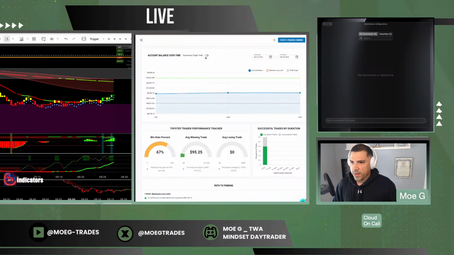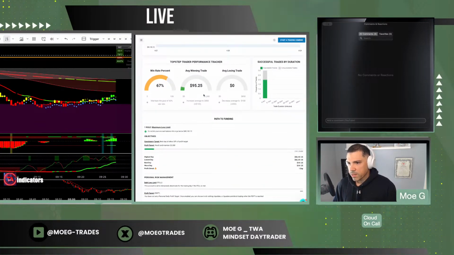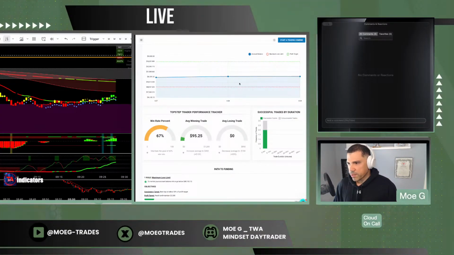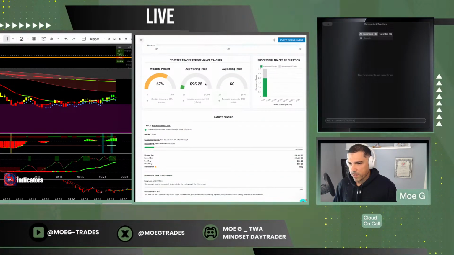You have a consistency target trend that's telling you if you're consistent or not. You can see, obviously like before, what your target is, what your max loss is, and you can see how it moves up as your account moves up. Yesterday, 67% win rate. Okay, $95 average winning trade. I definitely want to boost that up. You see, it gives you a little plan here. Let's try to see if we can improve that today.